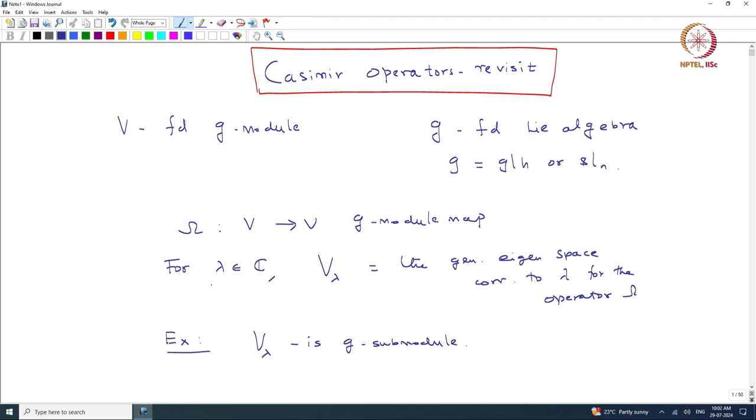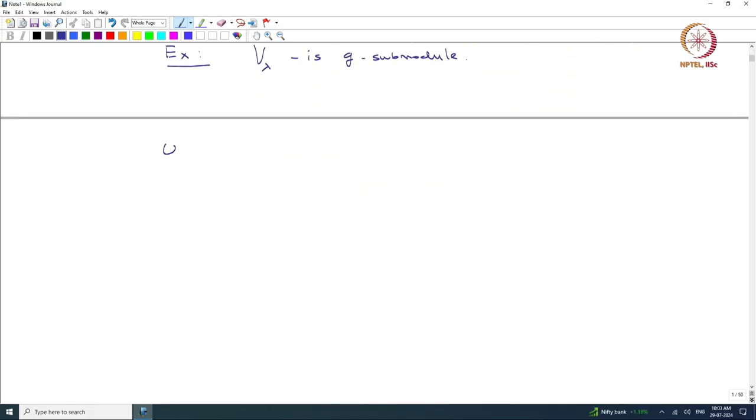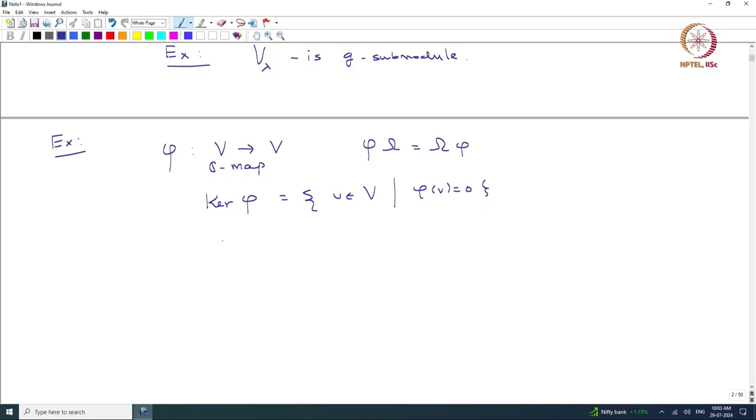One can generalize this for other operators also. For example, if I have some other operator phi defined from V to V, assume that phi and omega commute. Then if you take the kernel of phi, which is those vectors v in V such that phi of v is 0, then you can see that this kernel of phi becomes a G submodule. So this is just a map, a G module map.